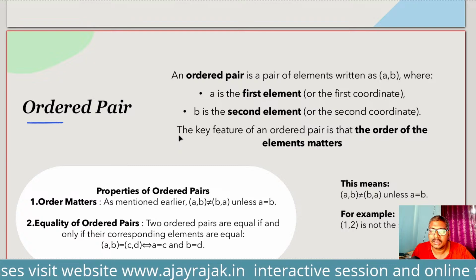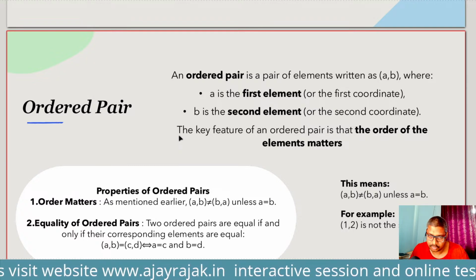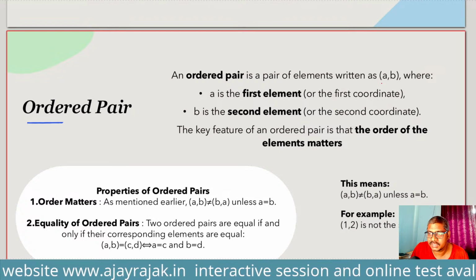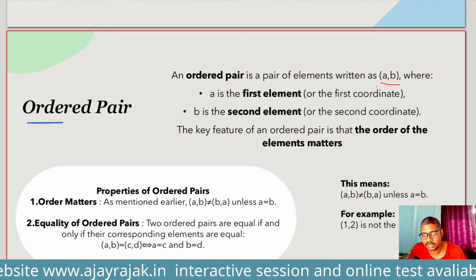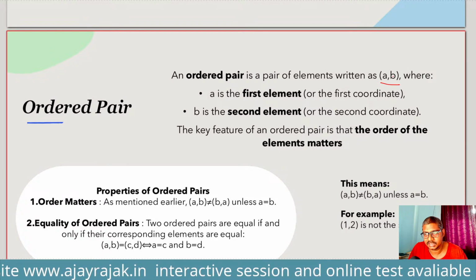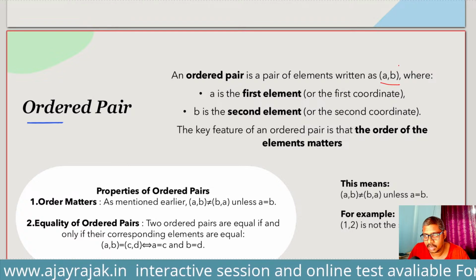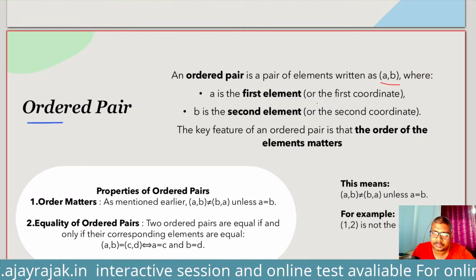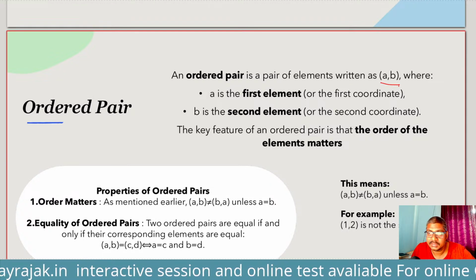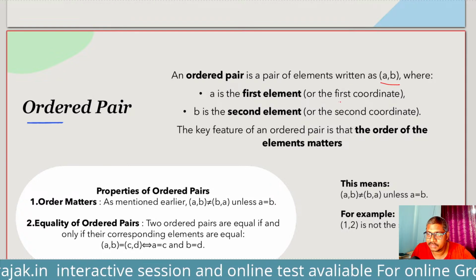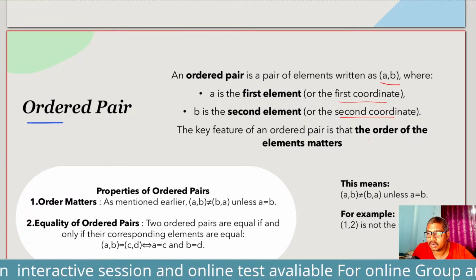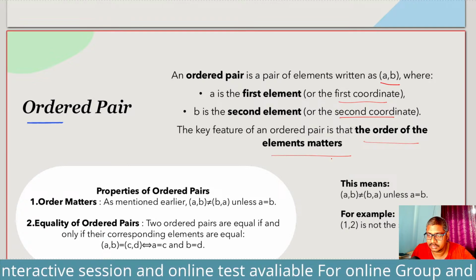When two elements come together in the form of an order, it is an ordered pair, written as (A, B), like you studied in the Cartesian coordinate system, where x and y are the combination of coordinates for any point on the Cartesian plane. So an ordered pair is a pair of elements: first element, first coordinate, and second element, second coordinate. What are the features? The order of the elements matters, right?